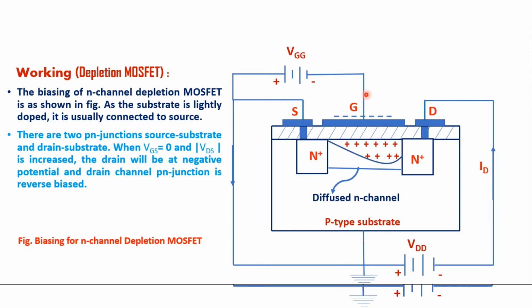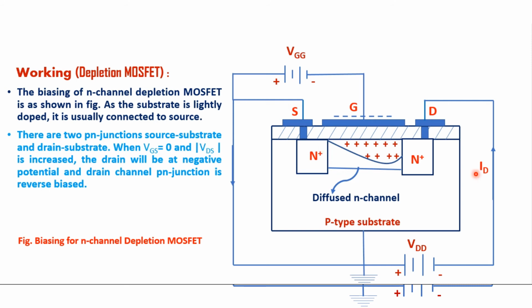When gate to source voltage is equal to 0 and magnitude of drain to source voltage is increased, the drain will be at negative potential and drain channel PN junction is reverse biased. So in order to study the working of this particular depletion MOSFET, here also we will have to consider three cases. That is, first, when gate to source voltage is equal to 0.